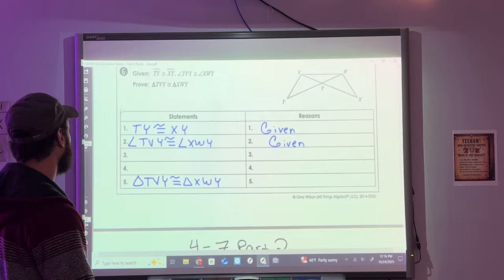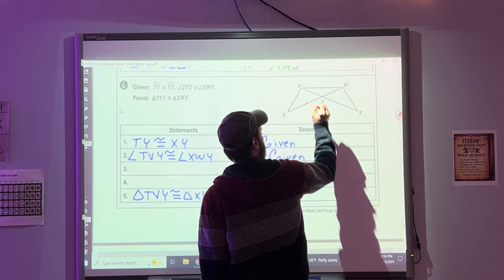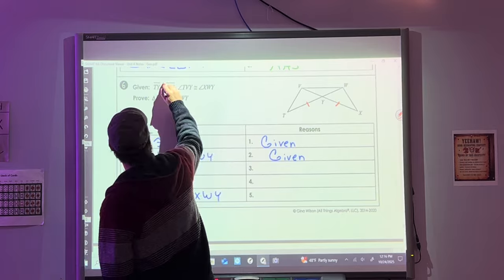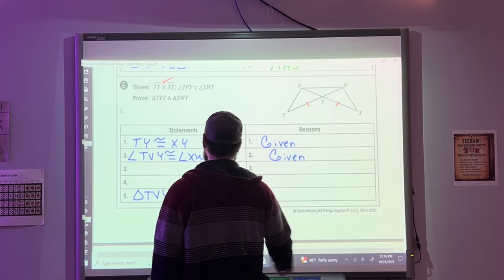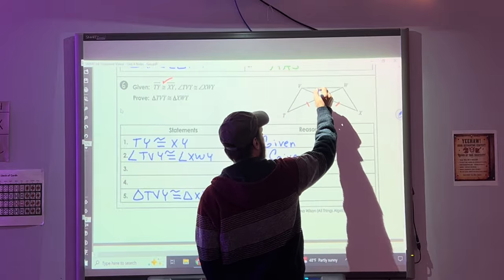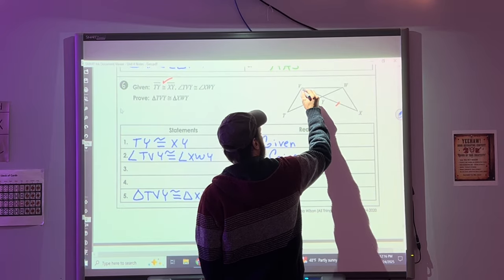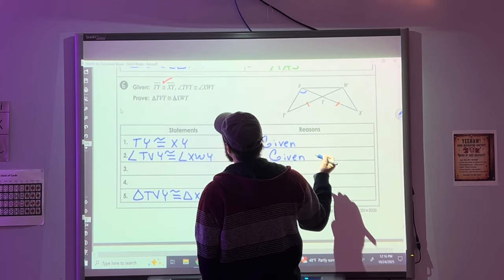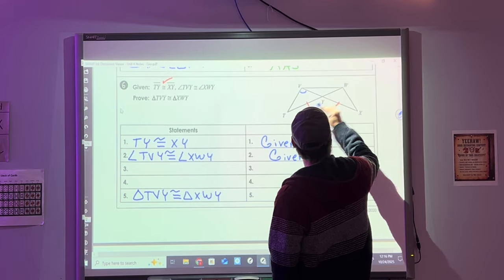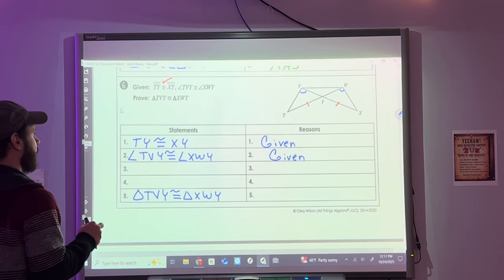Okay, fill them in. We've got to label our picture. TY, that one, is congruent to XY, that one. And then I have some angles that are congruent. TVY... what's TV? I don't care for that. That's a halfie. That's not the full thing. It's congruent to XWY. Yeah, I don't like that either. That's not good. So I labeled that.